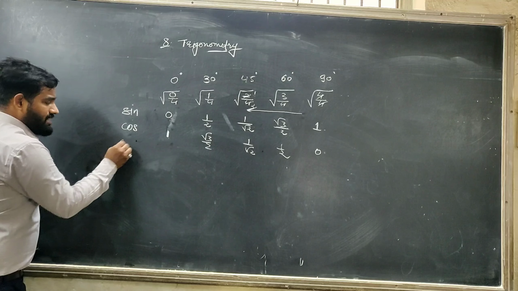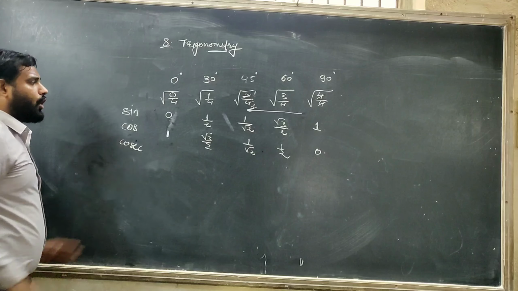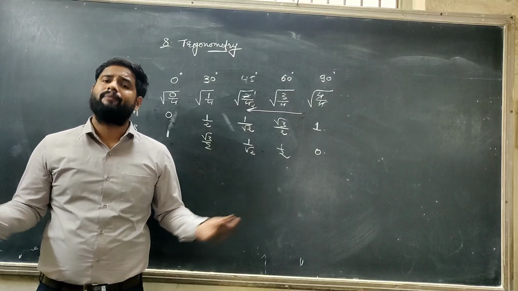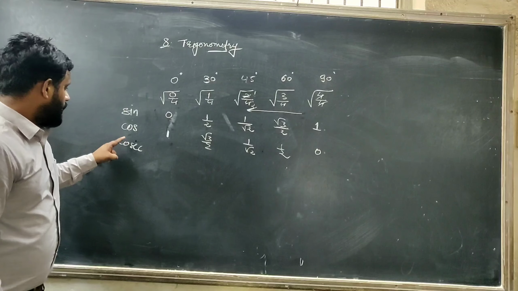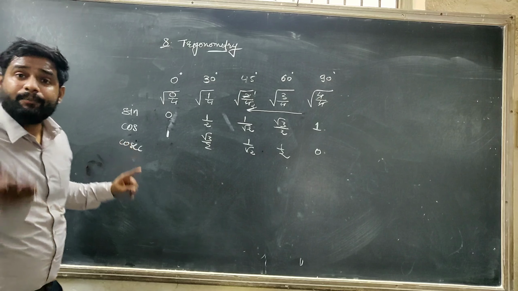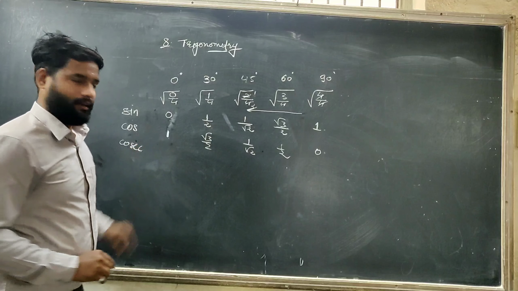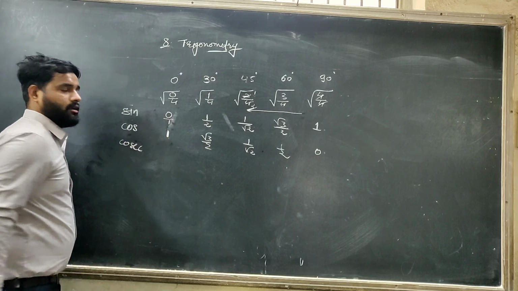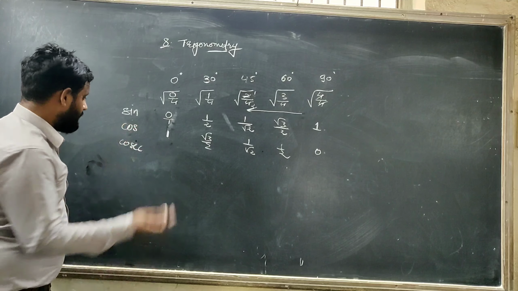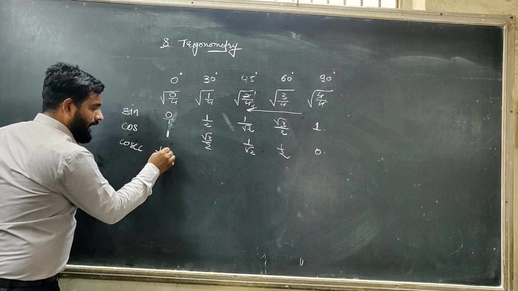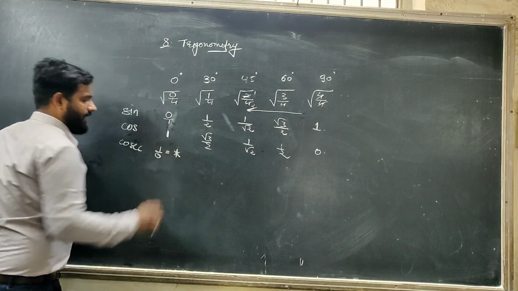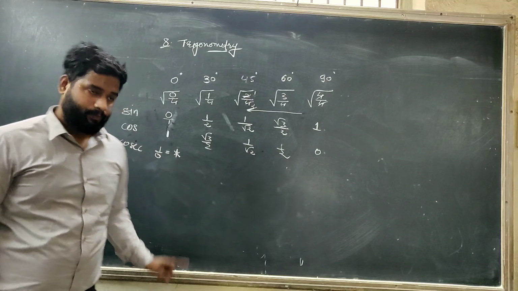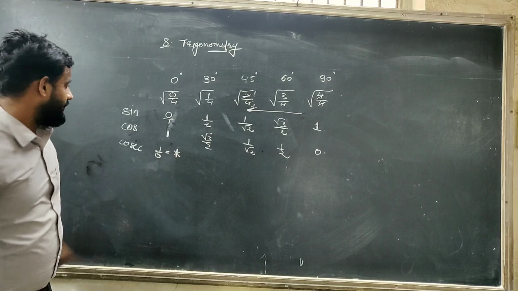Now, cosec theta. Once you know these two, all the other values are possible. So cosec is the reciprocal of the sine. Reciprocal of 0 by 1, if you invert it, will become 1 upon 0, and 1 upon 0 is always undefined. Undefined means infinite. So 1 upon 0 is always infinite.